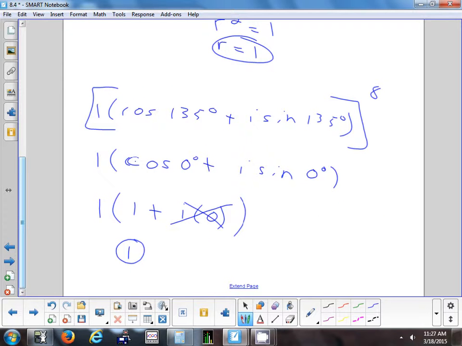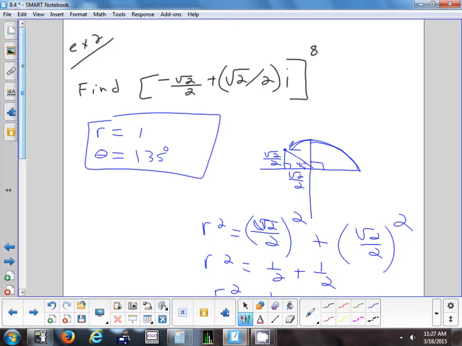Yeah. How do you get 135? So we have a 45, 45, 90 in quadrant 2. You could think of that 45 degrees as a reference angle. And you could think of it as 180 minus the reference angle. That's how you get your answer in quadrant 2. But I had to add 180 somewhere. Well, that's a different way to think about it.